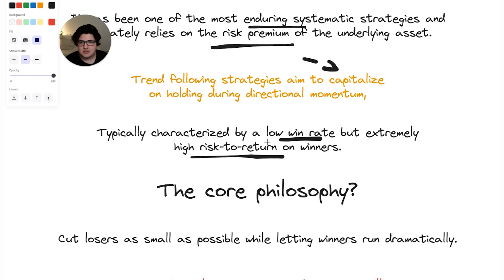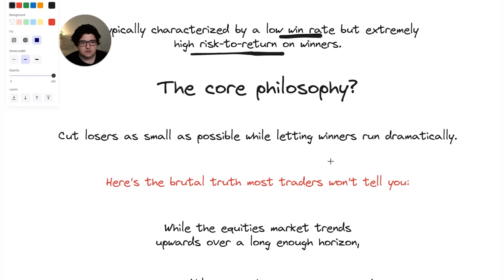Whereas in trend following, it's kind of the opposite. So you have a very low win rate, normally about 20 to 30%, and then you have a very high risk to return on a very small subsection of those trades, which are maybe 10 to 1 winners, for example. Now, the core philosophy of trend following is you're trying to cut your losers as small as possible while letting your winners run dramatically.